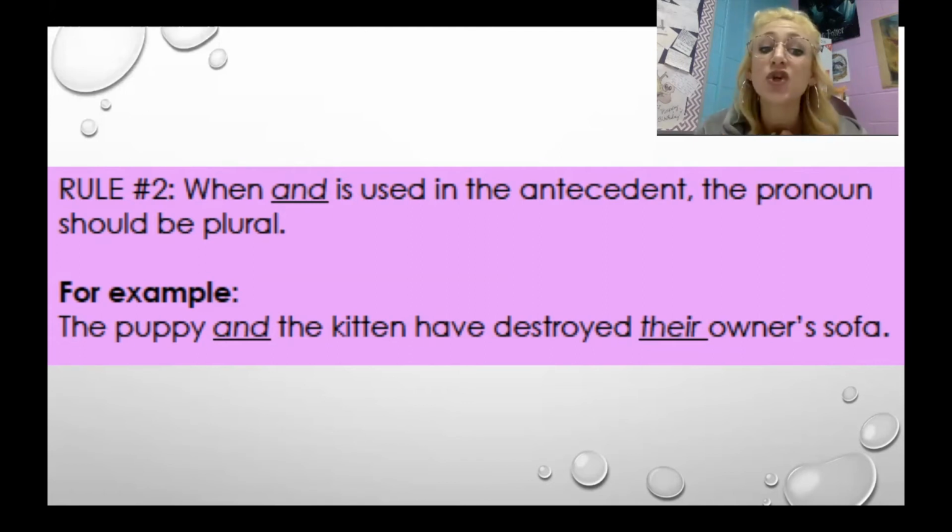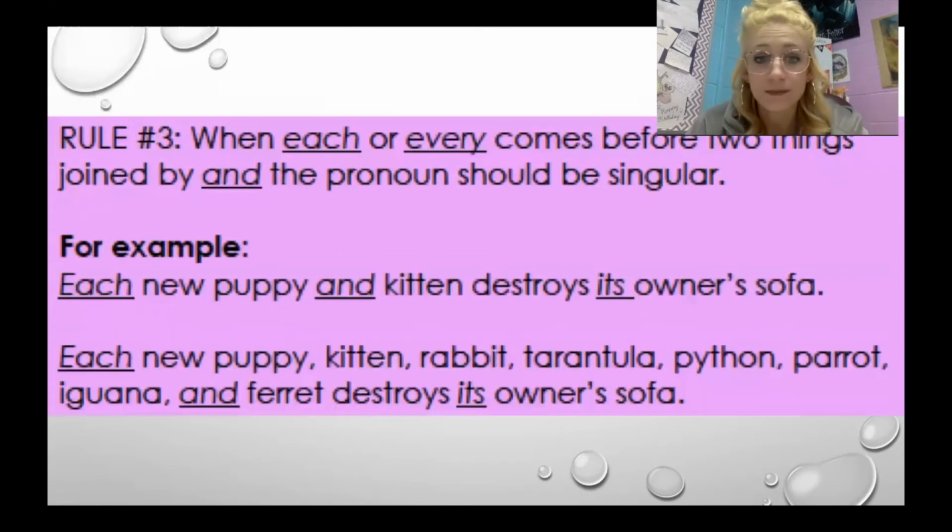So since I have 2 antecedents working together, now I need a plural pronoun. The puppy and the kitten have destroyed their owner's sofa. There is my pronoun. It is plural because I have and in my antecedent and I'm joining 2 things together as one. That makes my antecedent plural. Okay, that one's pretty easy. Let's take a look at rule number 3.